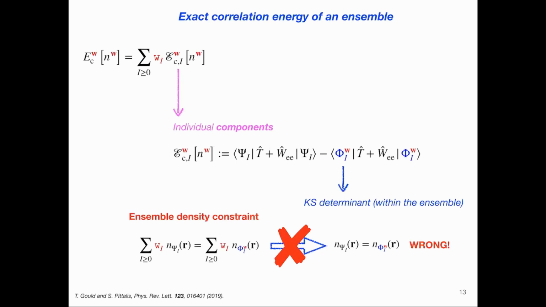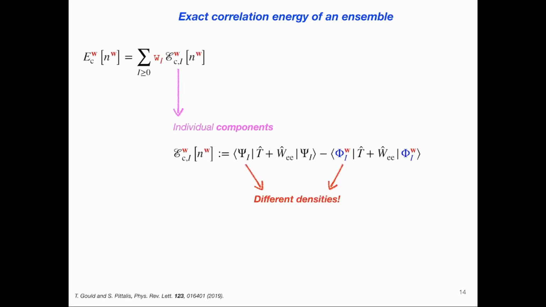But in ensemble DFT, you ask the theory to reproduce the ensemble density, which means that you only expect your Kohn-Sham system with the Kohn-Sham wave functions to reproduce the ensemble density. In other words, the weighted sum of the Kohn-Sham densities should be equal to the weighted sum of the true densities, okay? But which obviously doesn't mean that the densities individually are equal. So there's no reason to believe that the Kohn-Sham determinants have exactly the same densities, okay? And that's where the problem is. So in other words, in the exact theory, when you evaluate an individual component to the correlation energy, well, the interacting and the Kohn-Sham wave functions do not have the same density. And this is a major difference between ground state DFT and ensemble DFT.